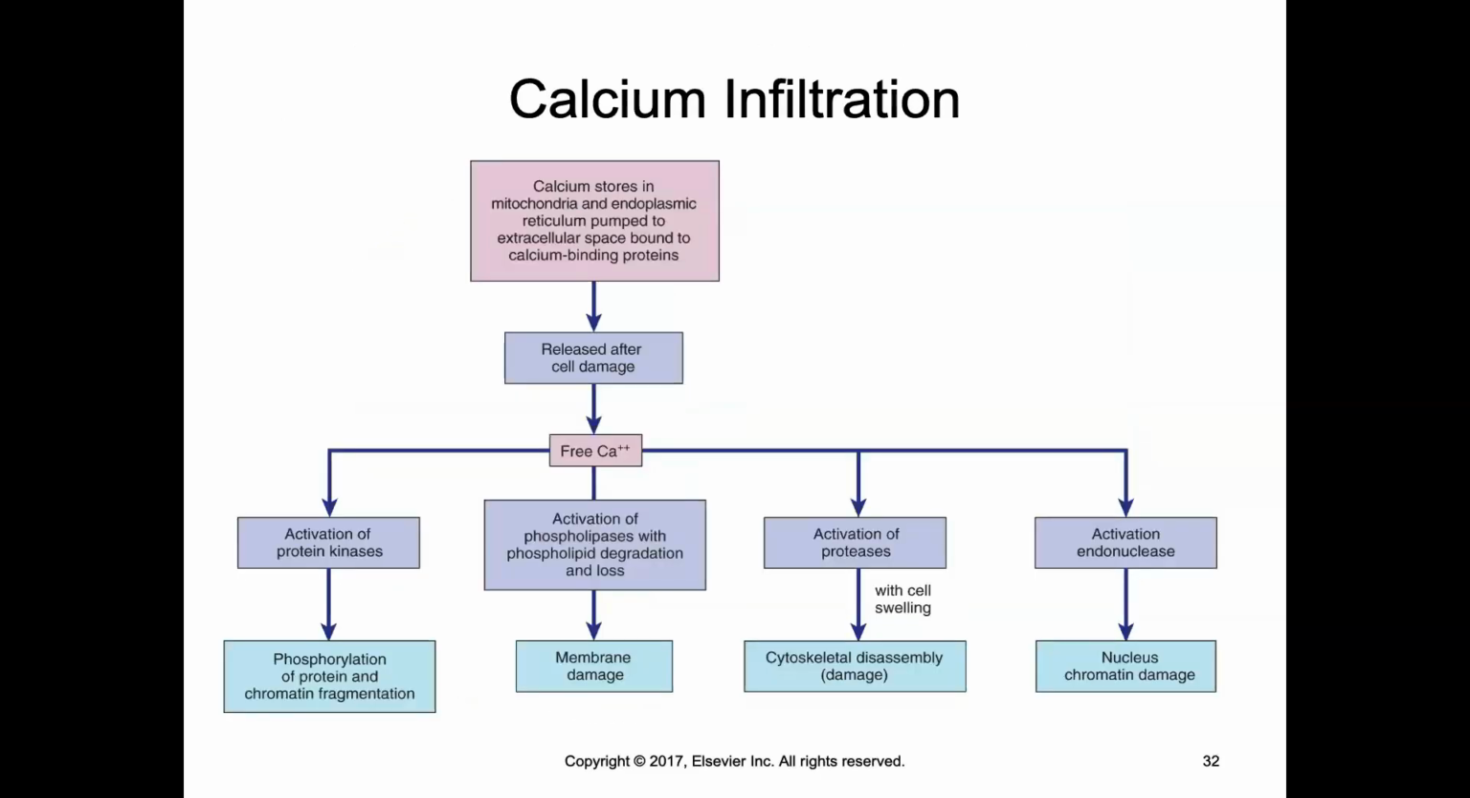Calcium infiltration: calcium stores in mitochondria and ER get pumped into the extracellular space and bound to calcium-binding proteins. Released after cell damage, the free calcium activates protein kinases, phospholipases, proteases, and endonucleases. And so what do we see? We see breakdown of membrane, breakdown of cytoskeletal components, breakdown of nuclear components, and chromatin fragmentation.